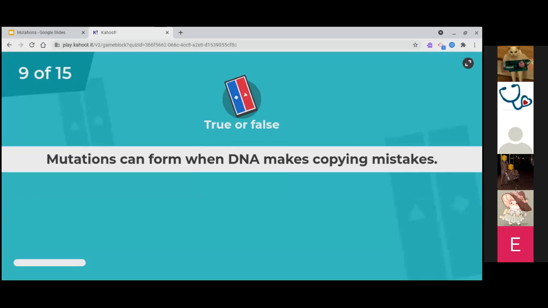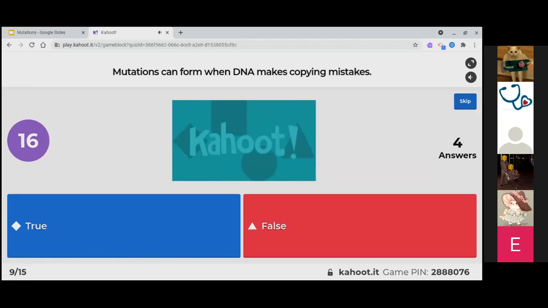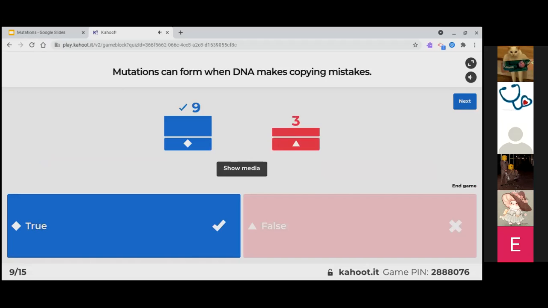Okay, so now we have a true or false question. Mutations can form when DNA makes copying mistakes. So I think this refers to when they make mistakes when they're copying DNA to replicate it. Okay, so this is true. When DNA is replicating itself, it needs to copy a lot of nucleotides, so they can make mistakes sometimes, and that can cause mutations.